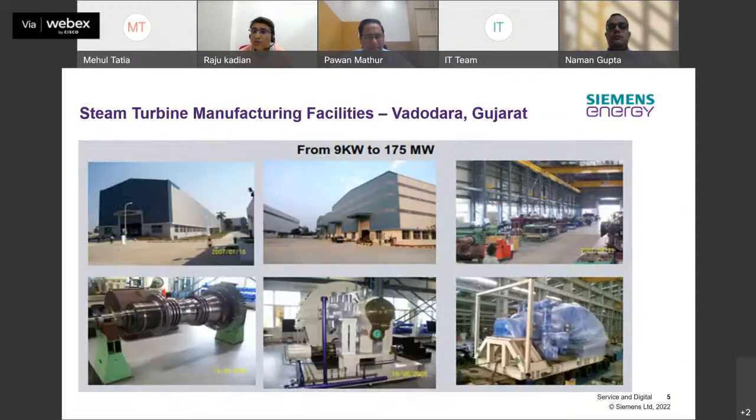And we have two manufacturing units in India. One is at Baroda, second one is in Bangalore. The biggest one is in Baroda. We are able to manufacture steam turbines from 9 kilowatt to 175 megawatt turbines. We have supplied single cylinder turbines, 120 megawatt to VII C.